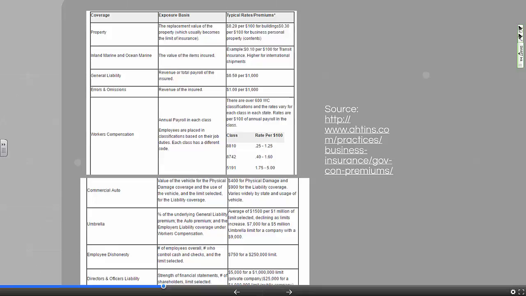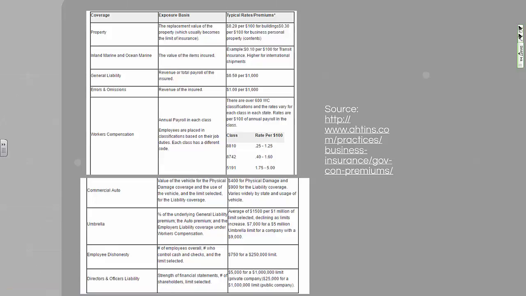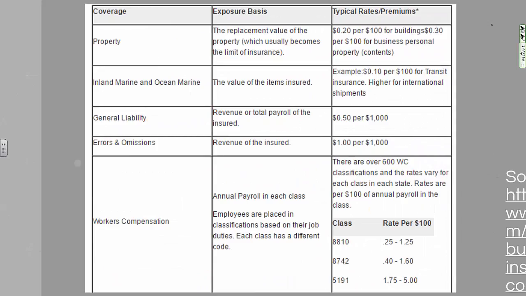This insurance company, AHT Insurance, publishes these examples of insurance coverages, their exposure basis, and typical rates or premiums on their website. Let's look a little more closely at each one. Notice especially the exposure basis for each one of these types of coverage and think about whether each one of these is reflective of the riskiness of the underlying exposure and appropriate for the coverage it provides. So let's first look at property insurance. The exposure basis is the replacement value of the property, which usually becomes the limit of insurance. It makes sense that this is reflective of the riskiness of the exposure.